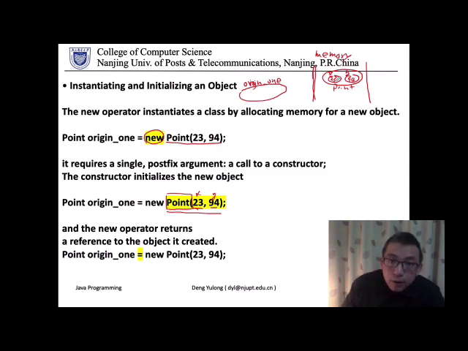Okay, now we should build the connection between the reference variable and this object inside the memory. How to do it? We use the assignment operator.